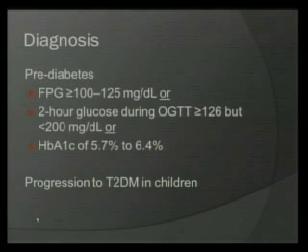Now, the diagnosis will start with pre-diabetes, which is fasting blood glucose between 100 to 125 milligrams per deciliter, or a 2-hour oral glucose tolerance test between 126 and 200, or hemoglobin A1C between 5.7 to 6.4%. And it's important to mention that the deterioration in beta cell function is more accelerated in children with type 2 diabetes than in adults. There was a study reporting 15% more acceleration per year in children.